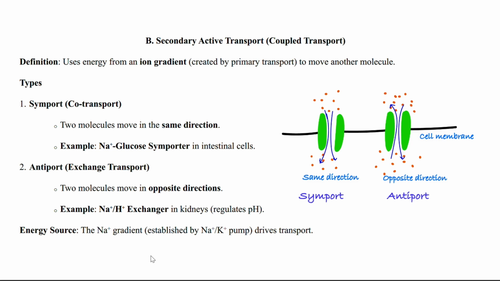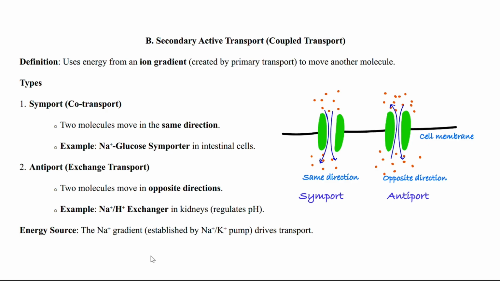A great example is the sodium glucose symporter in intestinal cells. Here, sodium flows into the cell naturally, and glucose hitches a ride with it, entering the cell even though its concentration is already higher inside. This is how our intestine efficiently absorbs glucose from digested food.